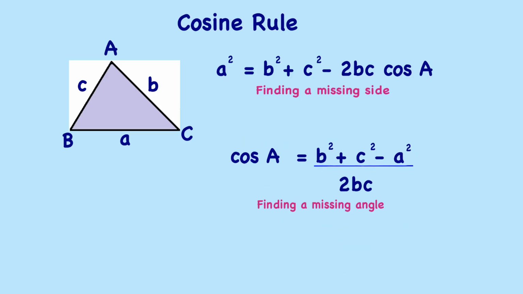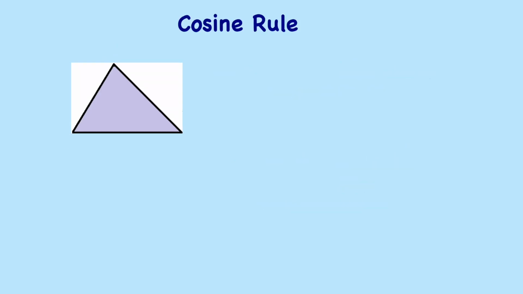So let's see how to use the rule. So here we have a triangle. Let's label it. So it's triangle ABC, so we have angle A, angle B and angle C. And then we label the sides, so opposite angle C is side C, opposite angle B is side B, and opposite angle A is side A. So let's give the triangle some values. And we're trying to find A, because it's our unknown x.